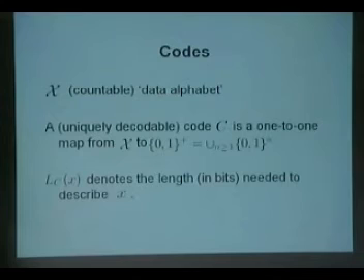Now, given such a uniquely decodable code, which is called code, I use this notation to denote the number of bits needed to describe an outcome. So, given a code C, L sub C of X, it's just how many bits I need to describe this particular X. Note that this must always be an integer.